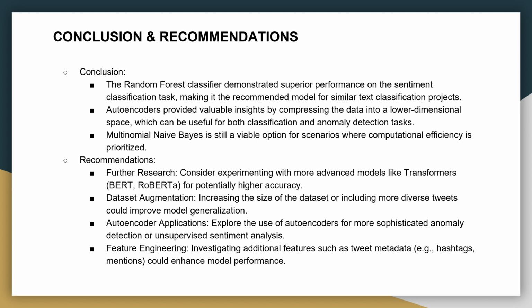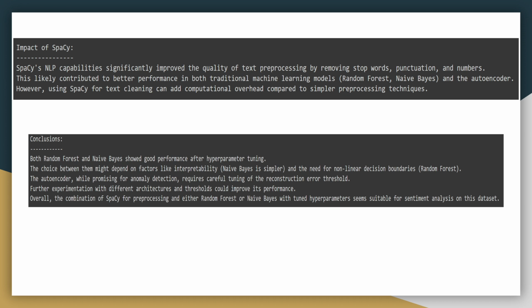For future work, we recommend experimenting with more advanced models such as transformers like BERT or RoBERTa, which have shown promise in recent NLP research. Additionally, augmenting the dataset with more diverse tweets and exploring additional features such as tweet metadata could further enhance the model's performance. These are the impacts of spaCy and the conclusions of the project.